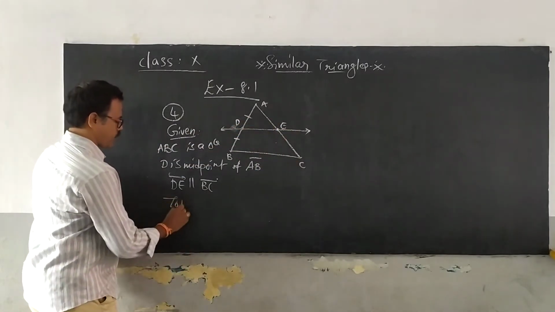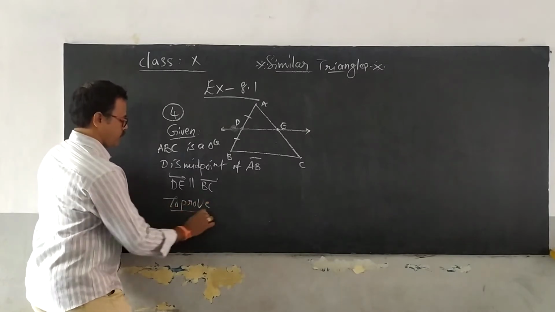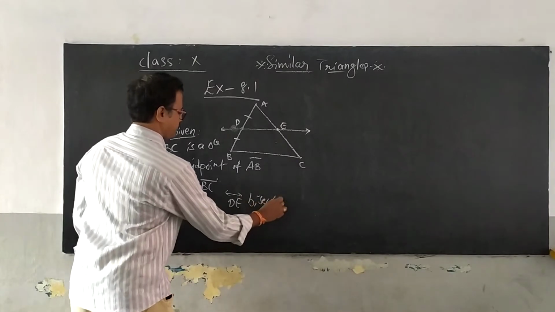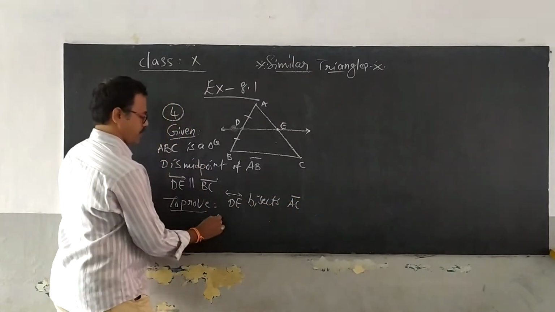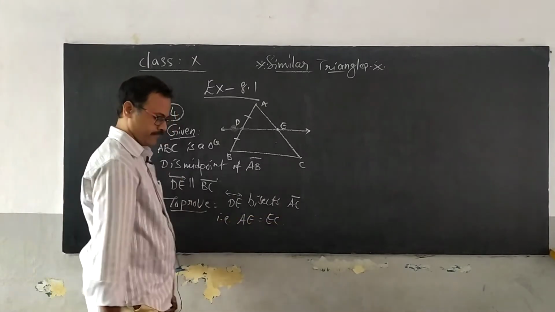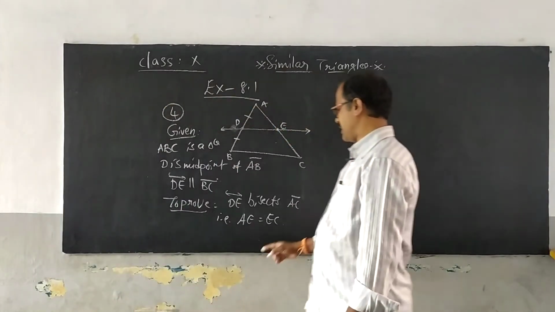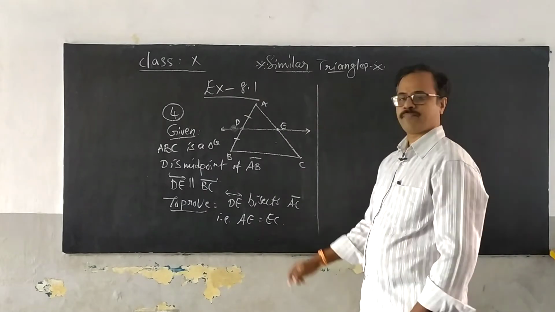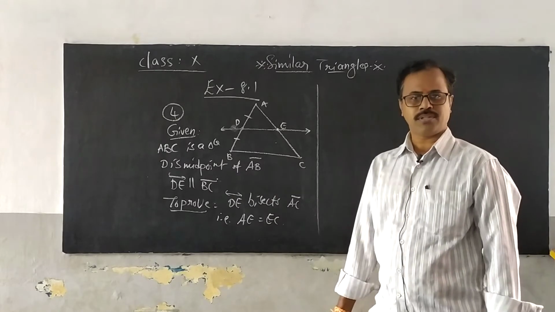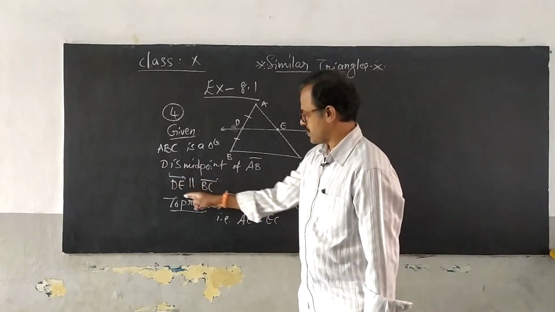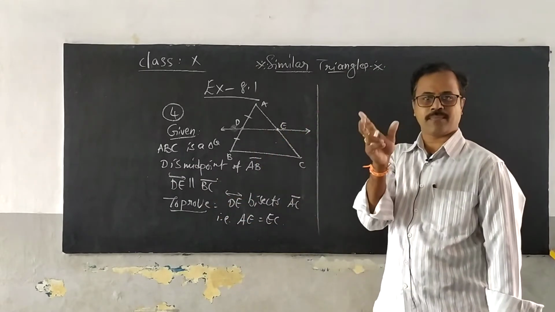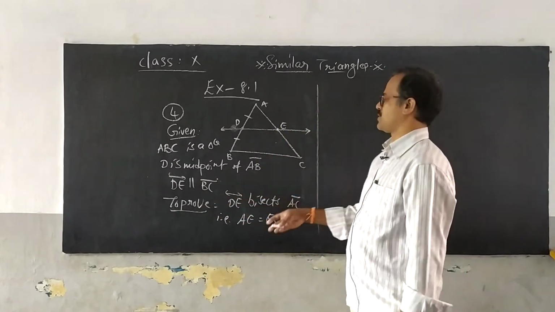So that is to prove DE line bisects AC line segment, that is AE is equal to EC. You have to show that AE is equal to EC. To prove this, what do we use? We use the basic proportionality theorem, isn't it? Yeah, very good. See here, this is parallel. Whenever we say parallel, our brain alarm must say that it is about BPT.